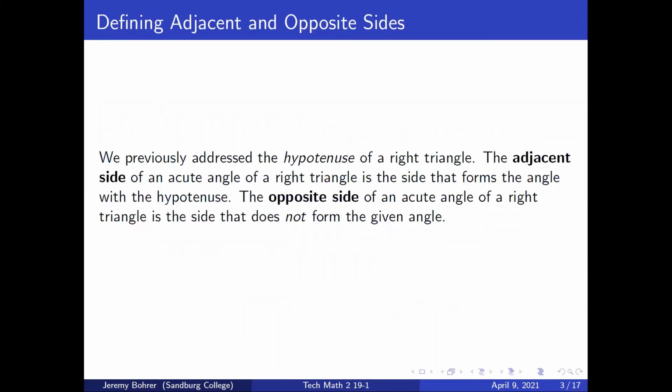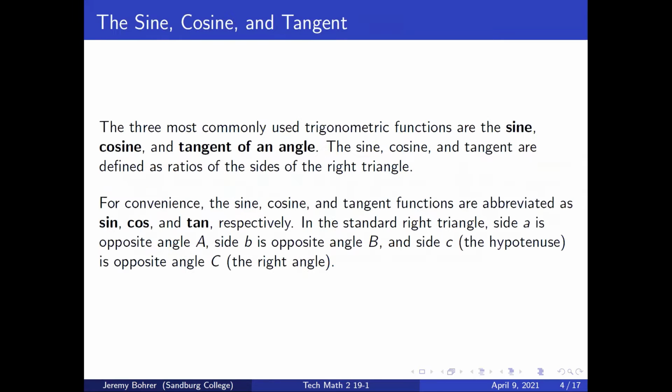We previously addressed the hypotenuse of a right triangle. The adjacent side of an acute angle of a right triangle is the side that forms the angle with the hypotenuse. The opposite side of an acute angle of a right triangle is the side that does not form the given angle. The three most commonly used trigonometric functions are the sine, cosine, and tangent of an angle. The sine, cosine, and tangent are defined as ratios of the sides of the right triangle. For convenience, the sine, cosine, and tangent functions are abbreviated as SIN, COS, and TAN, respectively.